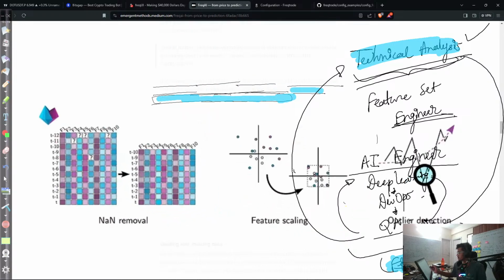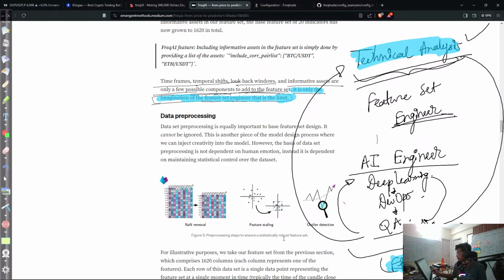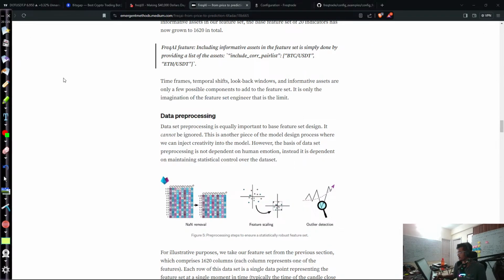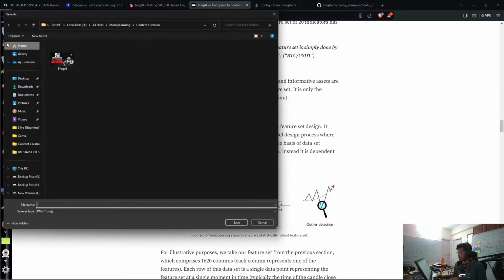Okay, so now we're gonna continue here, and let's take the new page there, and I think also save it as well.